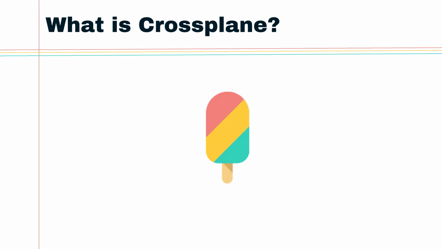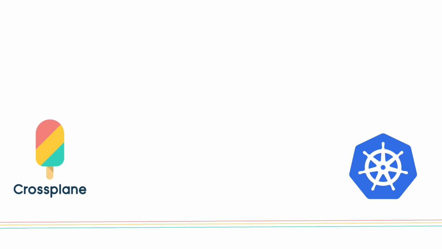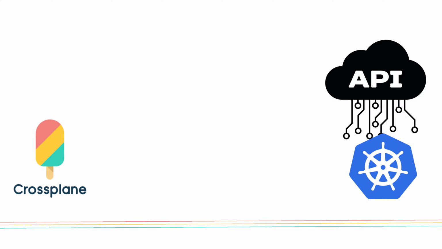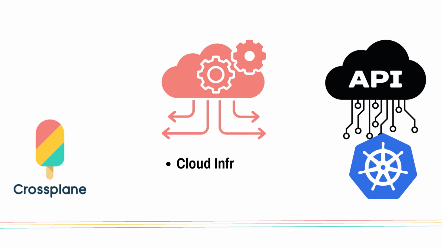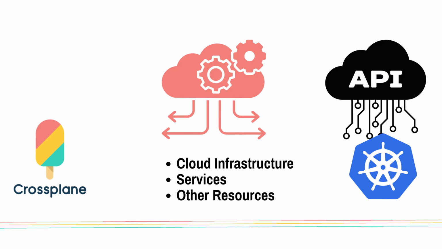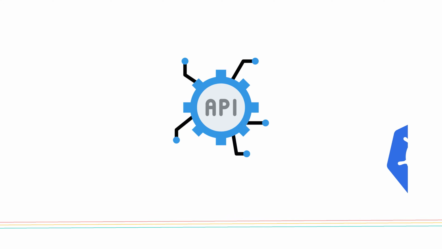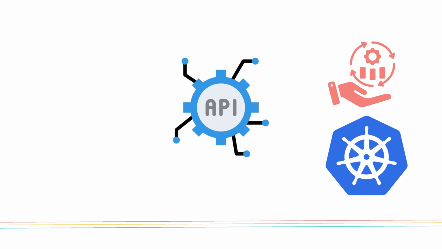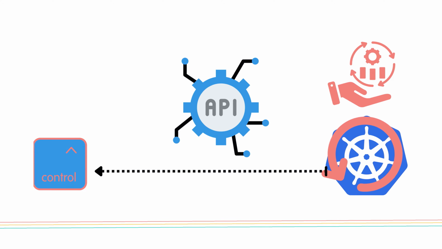So what is Crossplane? Crossplane is a Kubernetes add-on that extends the Kubernetes API to manage and provision cloud infrastructure, services, and other resources. It takes the declarative API-driven approach of Kubernetes and applies it to infrastructure management, turning Kubernetes into a universal control plane.